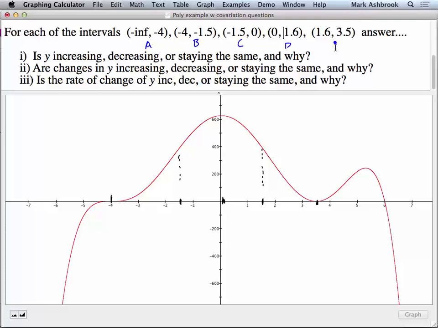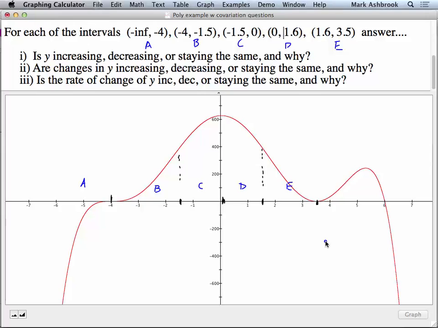For each of those, you're going to answer these three questions. This is review from before we did these polynomials. The reason we did polynomials when we did is they follow this covariational reasoning. Their behavior is such that we ask these questions about y increasing and decreasing, changes in y increasing and decreasing, and then the rate of change. Remember when we did all that stuff with the bottles and me walking? Remember that?